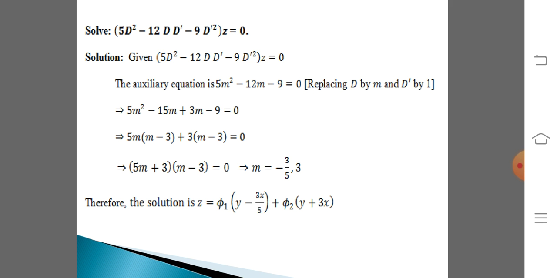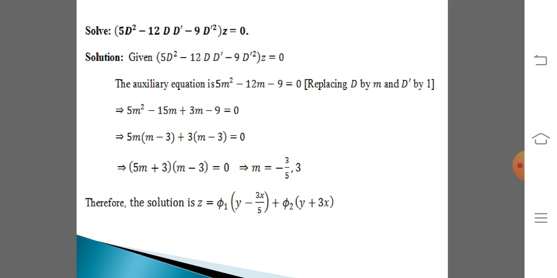This is just a quadratic equation in m. You can solve this quadratic equation either by using the result that m equals minus b plus or minus root of b square minus 4ac by 2a, where a equals 5, b equals minus 12 and c equals minus 9. Or if you are comfortable with the factorization method, you can find the roots by using the factorization method. Here I have followed the factorization method. So to use the factorization method, you see the equation.